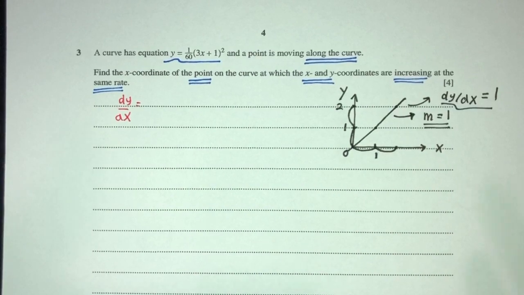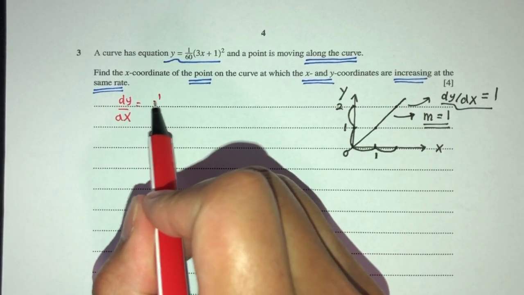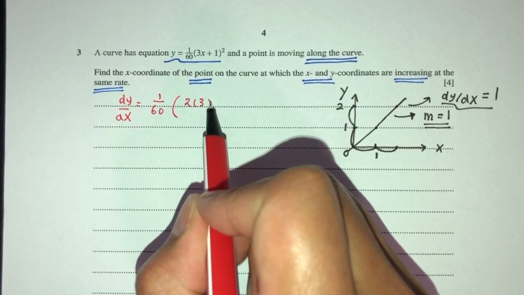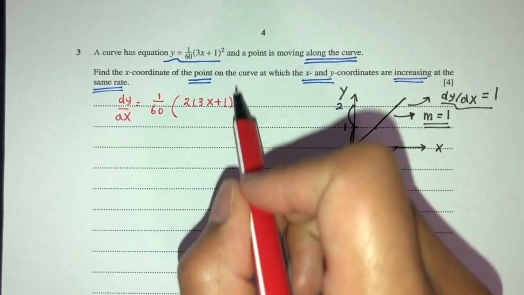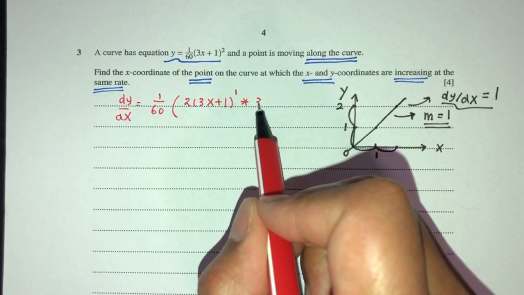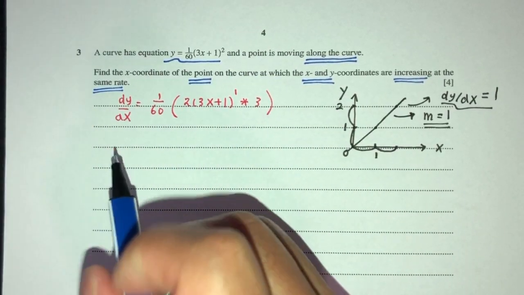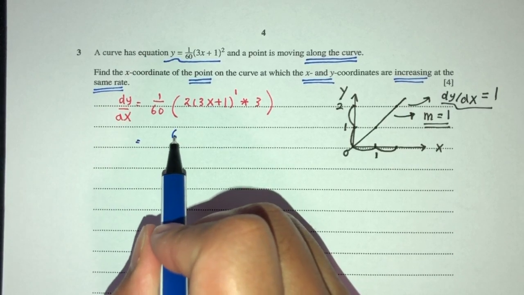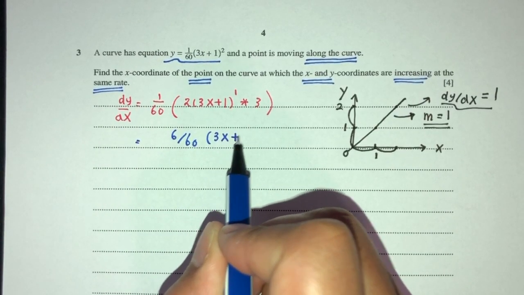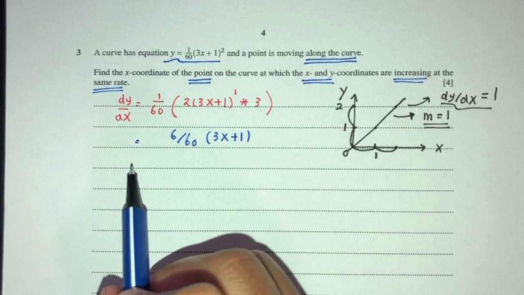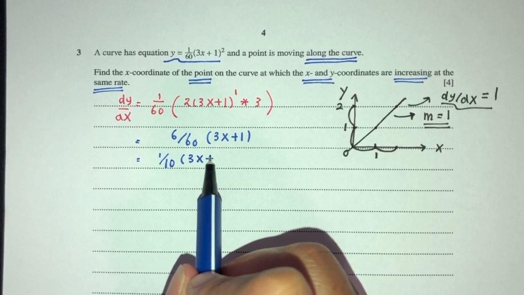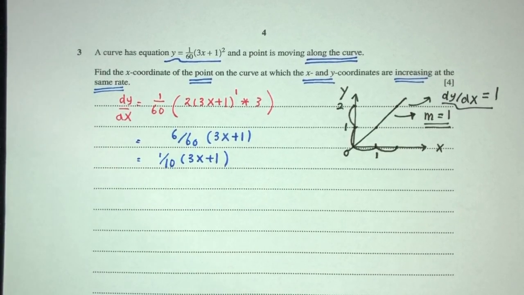Now 1 over 60 is just a multiple, you can leave this outside. That will be 2 times 3x plus 1 to the power of 2 minus 1 which becomes 1, and then times d by dx of this, that should be just 3. Simplify. That will be 6 over 60 times 3x plus 1. That will be the value of 1 over 10, 3x plus 1. This is your dy by dx.